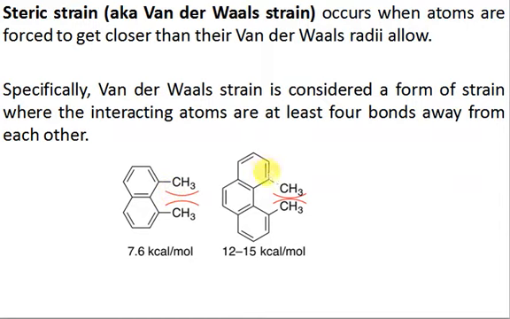So in this case, these two methyl groups, although they are 5 points away, are much closer in space. Let's see the strain energy in it, right? In the case when the methyl groups are closer but not that close, the strain energy is 7.6. But in this case, when the methyl groups are very close together, the strain energy is 12 to 15 kilocalories per mole, right? So if the groups or atoms are very close together, then because of their repulsion, the strain or the instability is known as the static strain, and also known as the van der Waals strain.